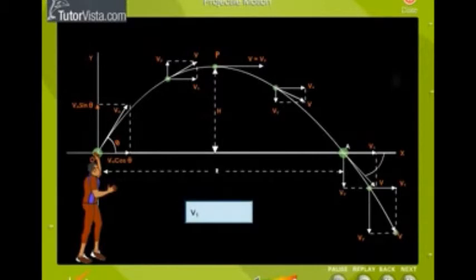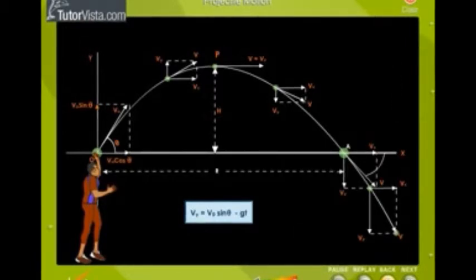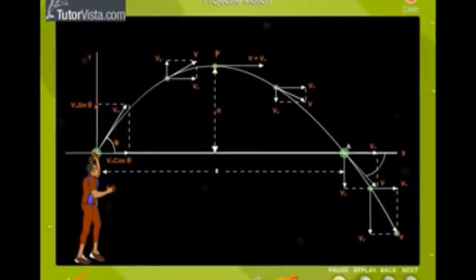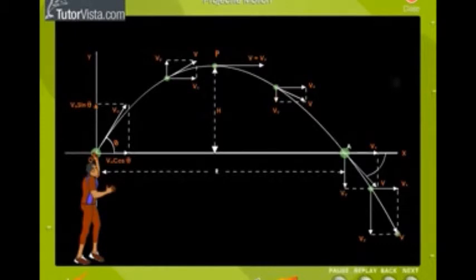From the equation vy is equal to v0 sin theta minus gt, it is clear that vy decreases when t increases and becomes 0 at P. At this point, the velocity is only along the horizontal direction. With further increase in time, the vertical component of velocity gradually increases in the downward direction till the particle strikes the ground.